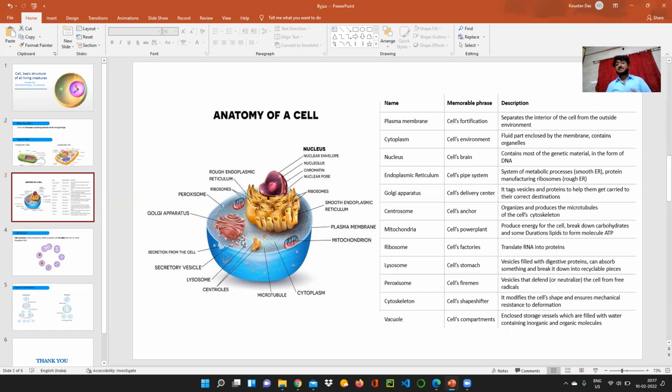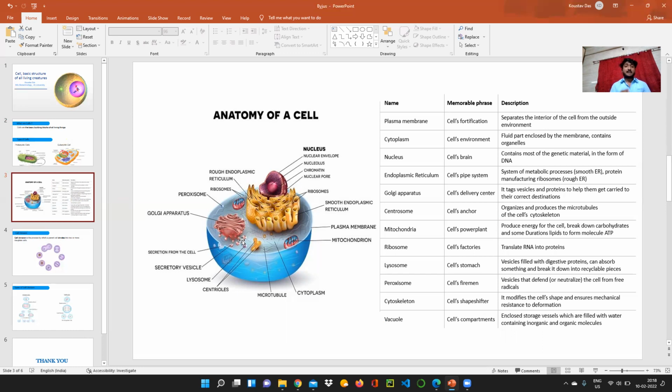The nucleus, as I mentioned earlier, is known as the brain of the cell. It contains the genetic information of the cell and helps us to synthesize that information. The most important function, like replication, happens in the nucleus. Next is the endoplasmic reticulum, which is a pipeline which helps us in the metabolic process. Next is the Golgi apparatus. It is basically a delivery system. It tags vesicles and proteins to help them get carried to the correct destination.